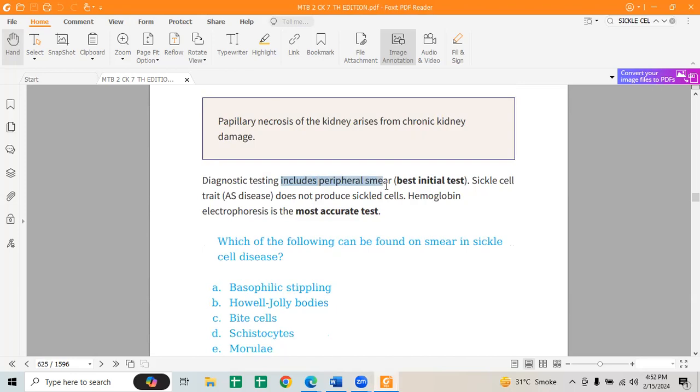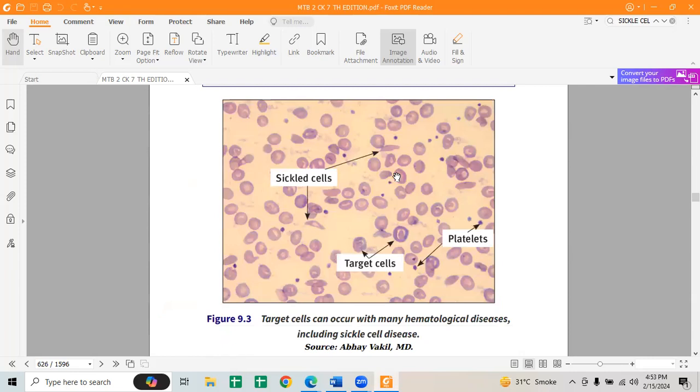Diagnostic test, as I told you yesterday: CBC and peripheral smear. Diagnostic testing includes peripheral smear. Yes, it is the best initial test. Why peripheral smear? Because in the peripheral smear you directly see the sickling in sickle cell disease. Normally the cell is a dumbbell shape, and you can see the sickle directly. If you want to see the peripheral smear, this is the peripheral smear. See my cursor.